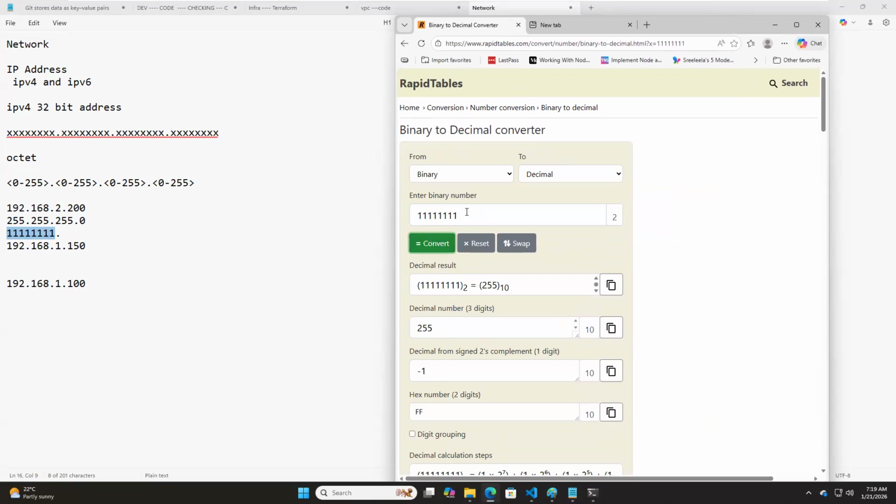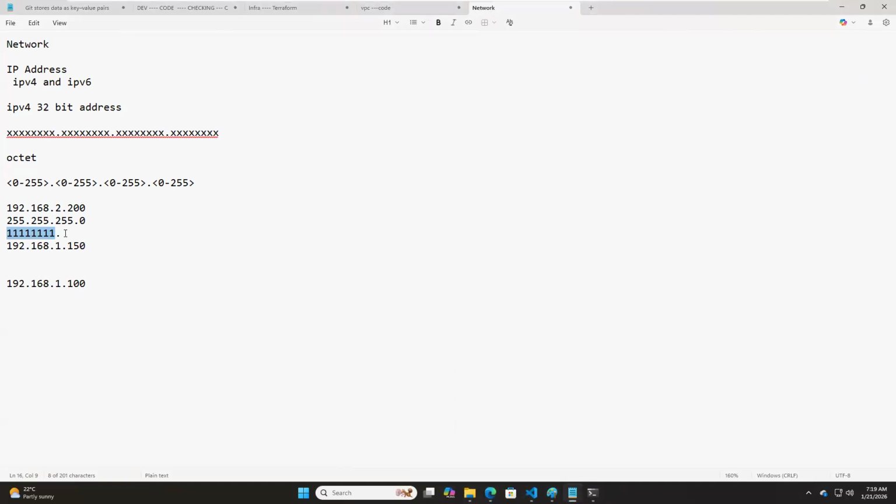See here, if I convert these 8 ones into decimal number format, you get 255. Again you have 8 ones, and again 8 ones, and the last one is 0 in decimal, which in binary can be written as 8 zeros. So this is the complete subnet mask you are seeing right now.